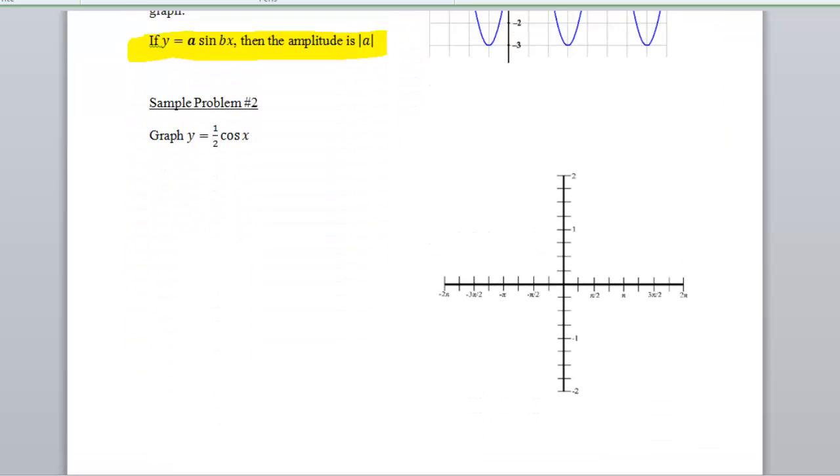So for sample problem number 2, we've given you a cosine graph. So you need to remember the basic properties of a cosine graph. Then you need to remember how the amplitude is going to affect that graph. So go ahead and try sample problem number 2 at this point in time.